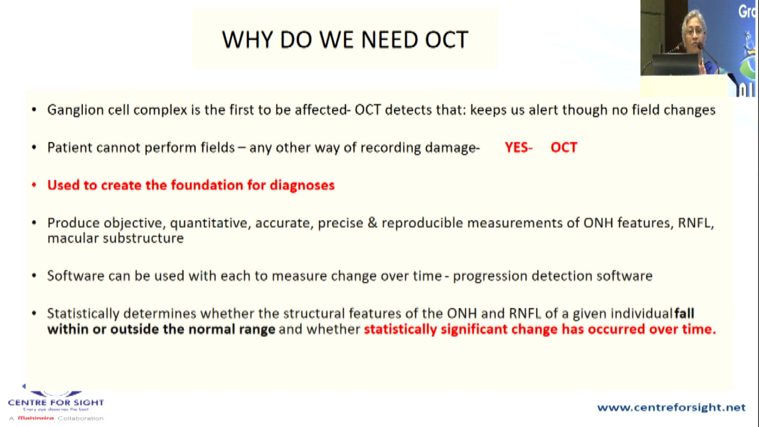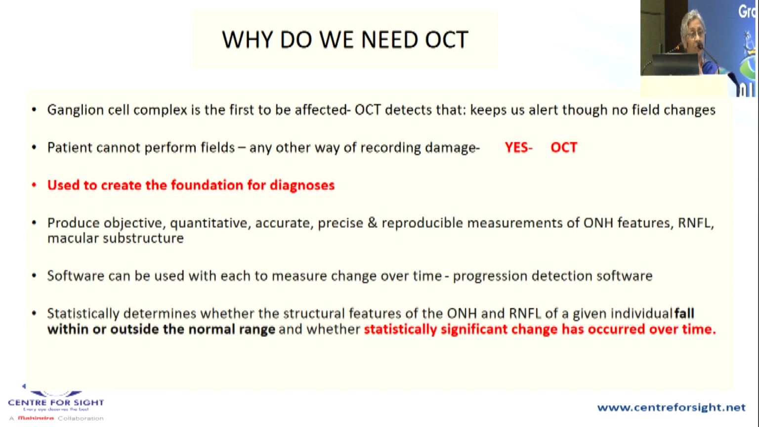Patients who cannot perform fields, so many of us find patients like that. Then how do we record damage? How do we record that there is progression? That is only by means of OCT. So basically, it is used to create a foundation for our diagnosis of glaucoma and progression of glaucoma. It provides objective, quantitative, accurate, precise, reproducible measurements of three structures which are extremely important to us in glaucoma diagnosis. That is the optic nerve head, the retinal nerve fiber layer, and the macular substructure.